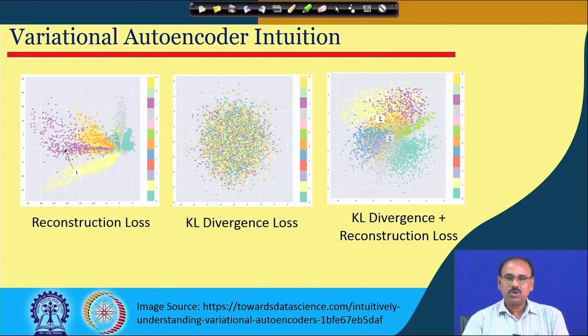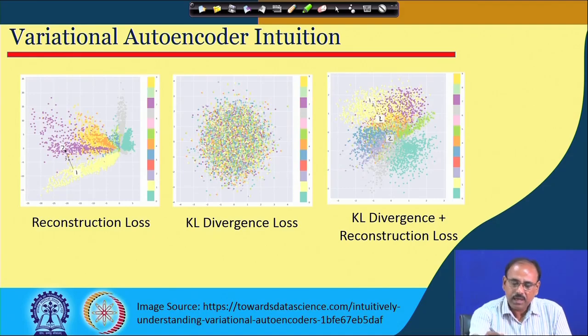The middle one shows if you use only the KL divergence loss, in which case the data belonging to different classes are all mixed together. Your cluster becomes very compact, but at the same time you lose the structural information. That means the different data sets can't maintain their own identity. So this also becomes useless, because given a sample from such a distribution, the decoder does not have any structural information, because all the structural information is lost.